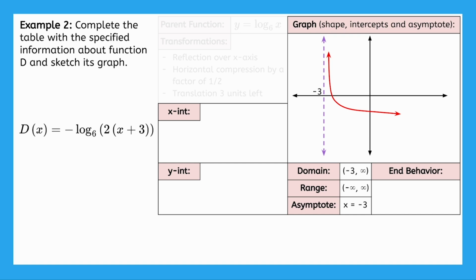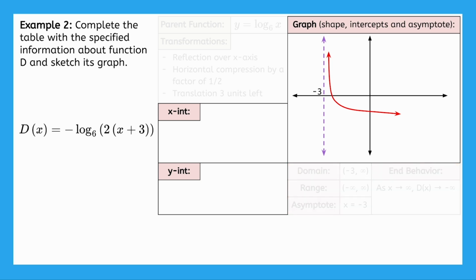As for end behavior, we would only need one statement describing that as x goes to positive infinity, the function goes to -infinity. All that's left is to find the intercepts. To find the x-intercept, we set d of x equal to 0. Then we can divide both sides by -1 and distribute the argument. Then rewrite the equation in exponential form.